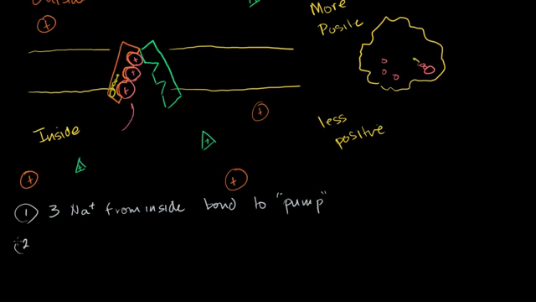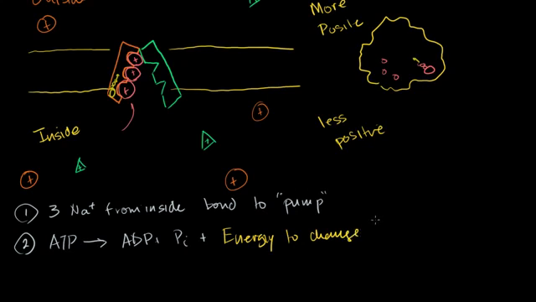Now step 2, we have also ATP. ATP gets broken into ADP plus phosphate on the actual protein, and that changes the shape. So that also provides energy to change the pump's shape. Now, this is when the pump was before. Now, our pump might look something like this.